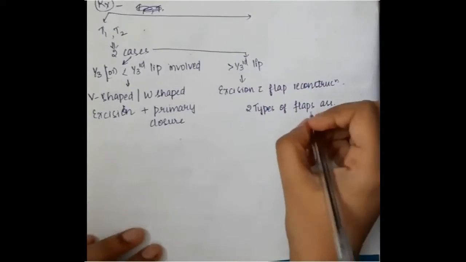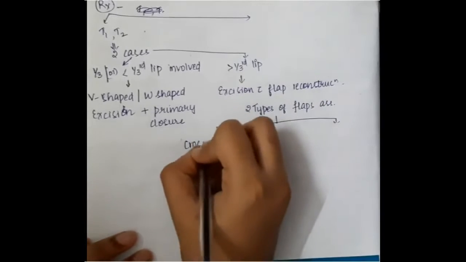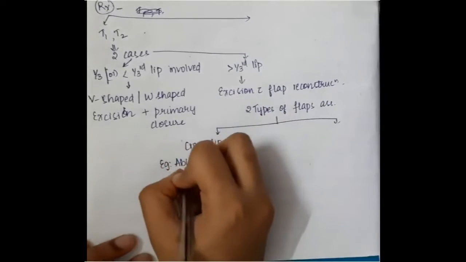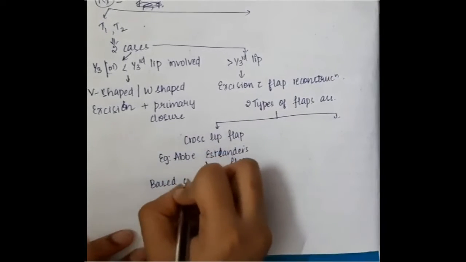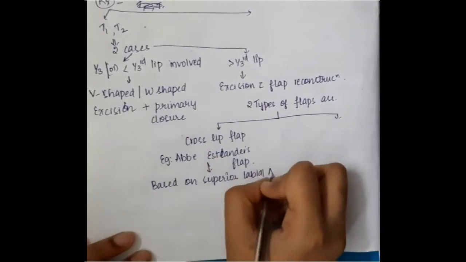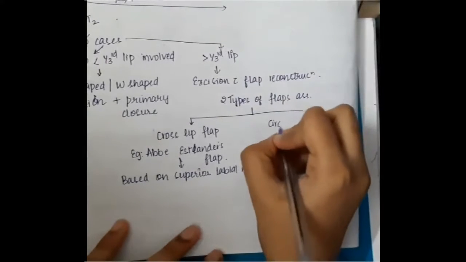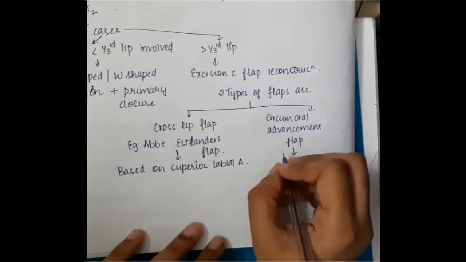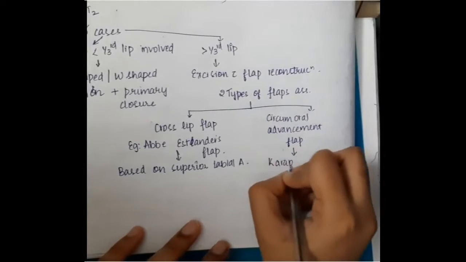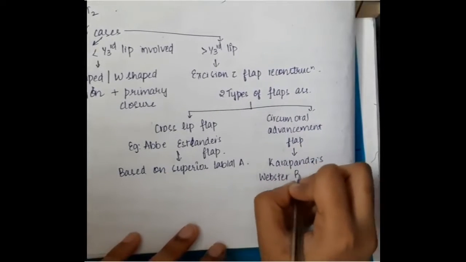Here two types of flaps are associated. One, we have the cross lip flap, which is also called the Abbe-Estlander flap, which is based on the superior labial artery. Then we also have one more flap, which is the circumoral advancement flap, which is the Karapandzic, Webster, Bernard flap.